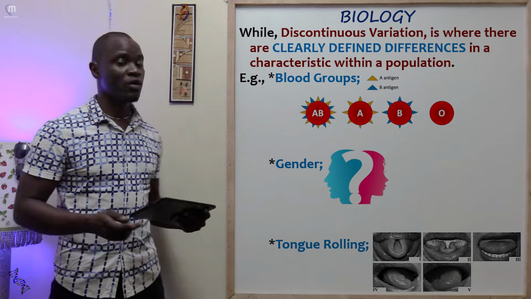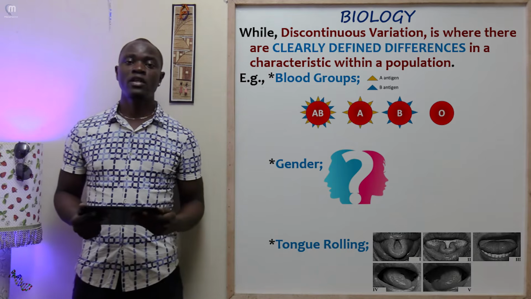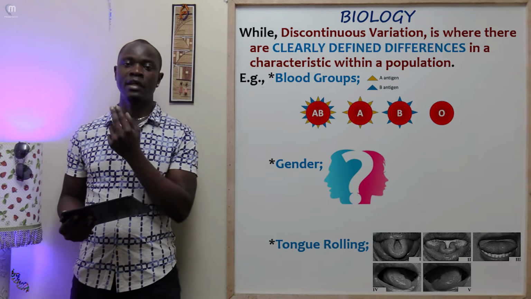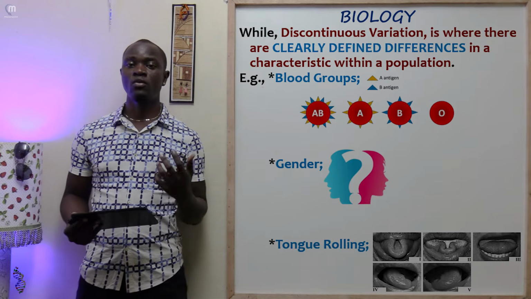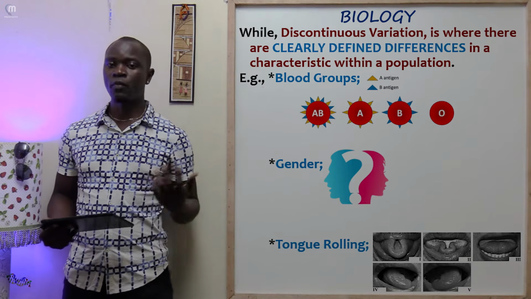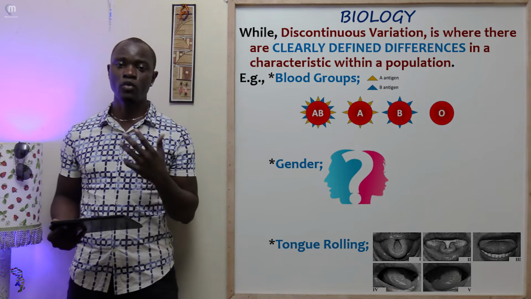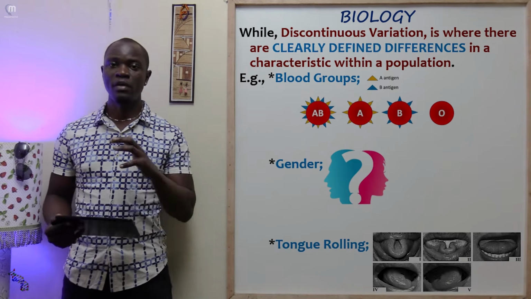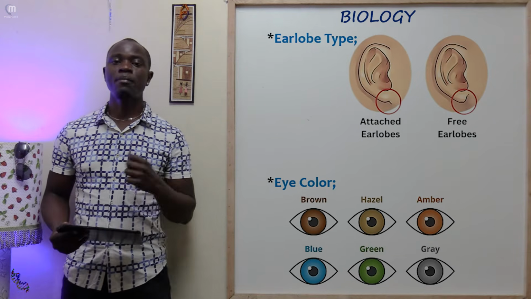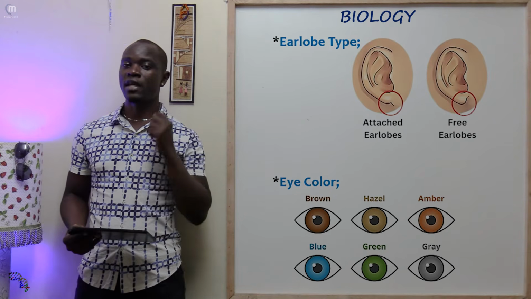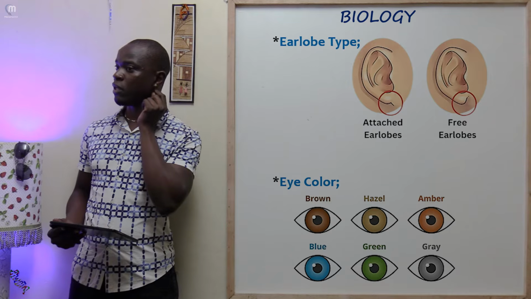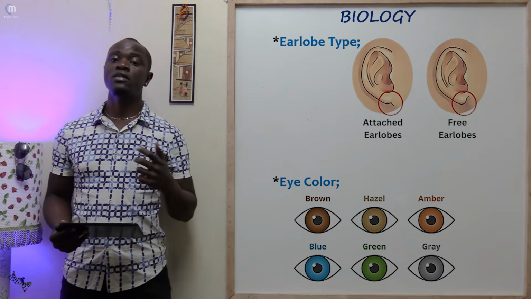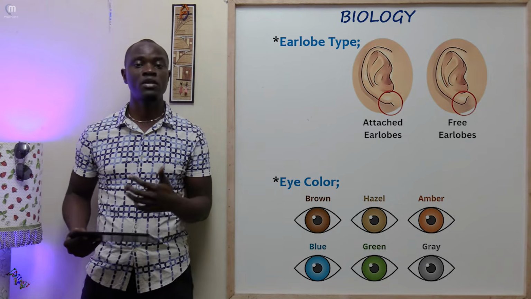Another one you can see is tongue rolling. Tongue rolling is not only that you can put your tongue to look like a letter U. There are different ways of tongue rolling. Most people can do the letter U, but most people cannot do the rest of the tongue rolling. Apart from that is the earlobe type. For some people the earlobe is attached to the body, and for some the earlobe is hanging freely. So that is also discontinuous variation.